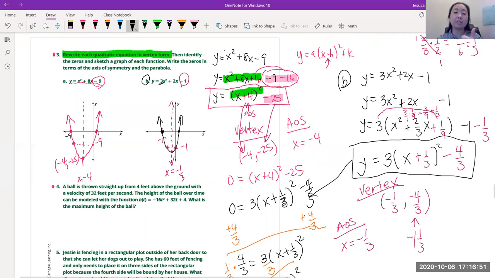We know how to find the vertex. We know how to find the AOS. Y-intercept we already knew how to do. All right, so that's how you make a very accurate graph. I may not have drawn it very accurate, but at least the points are accurate.